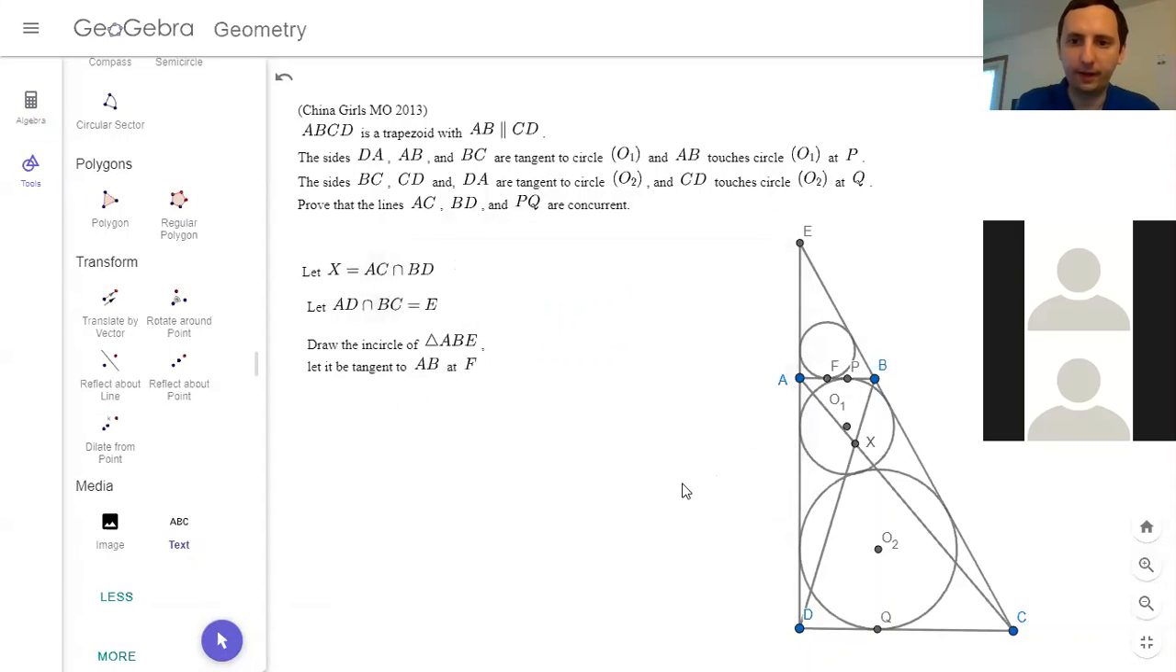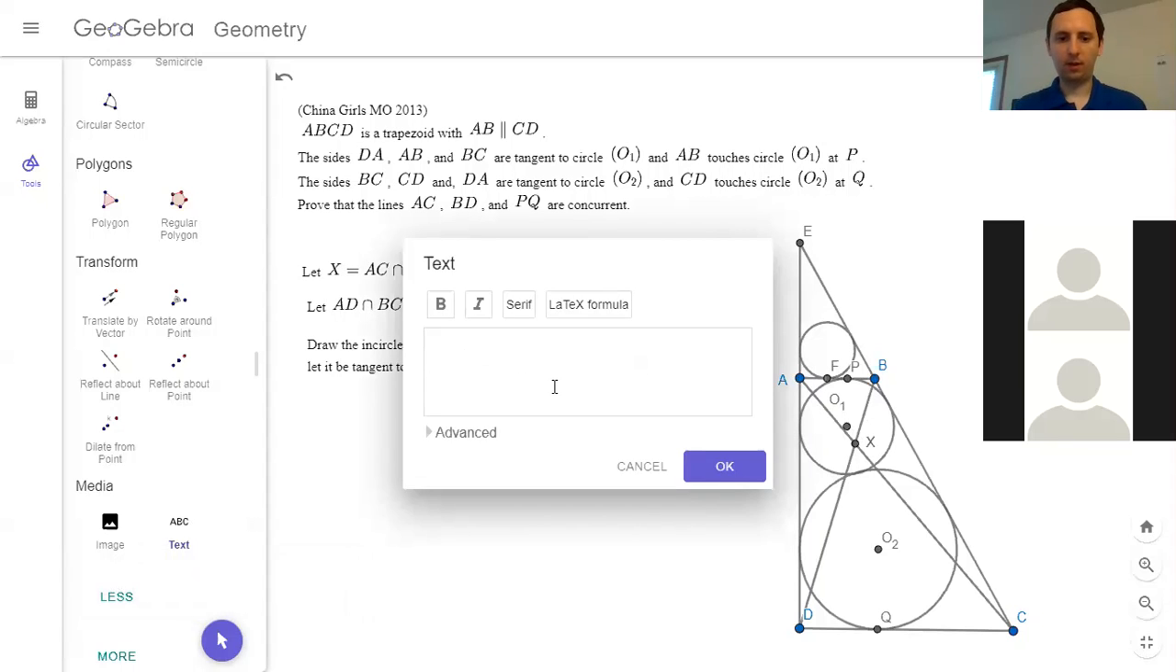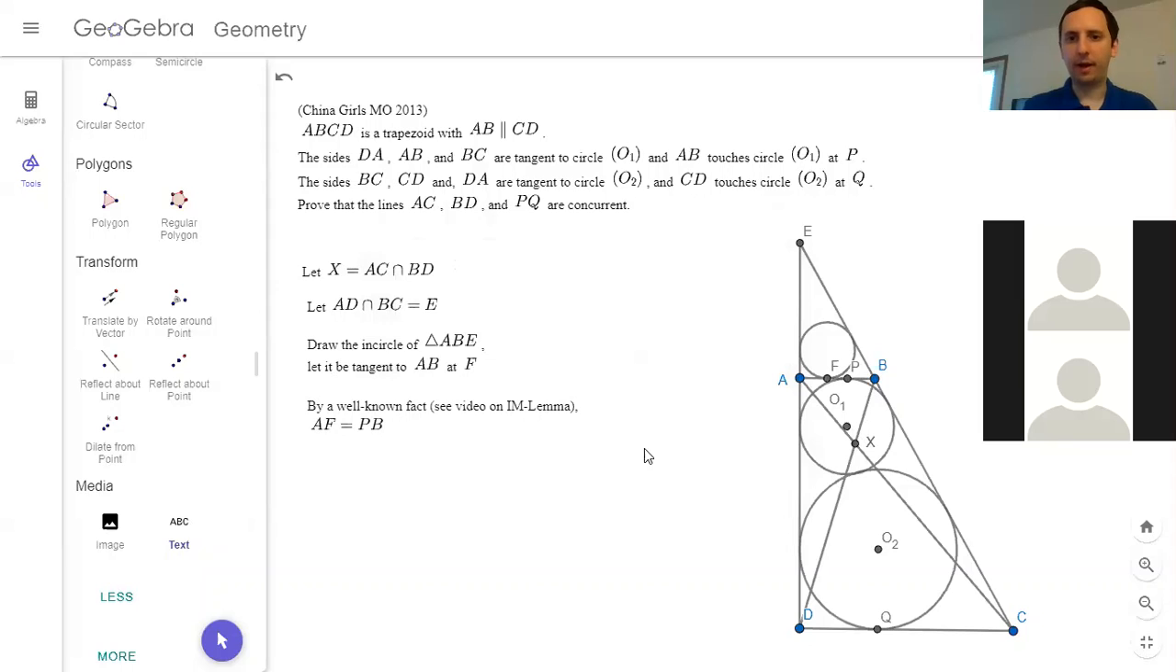By a well-known fact, AF is equal to BF. So by a well-known fact, see my video on the IM lemma, AF is equal to PB. And then also by a homothety at E, EF and Q are collinear.